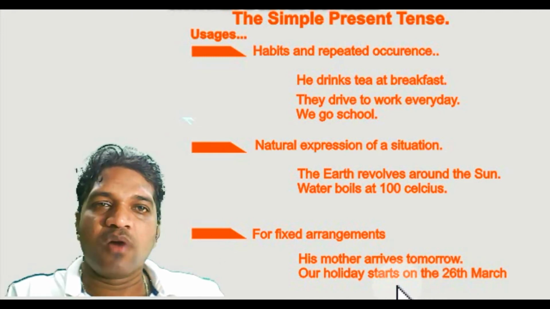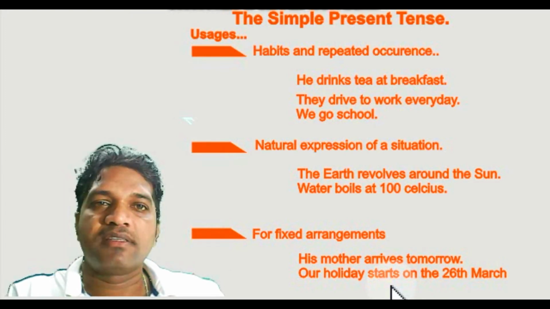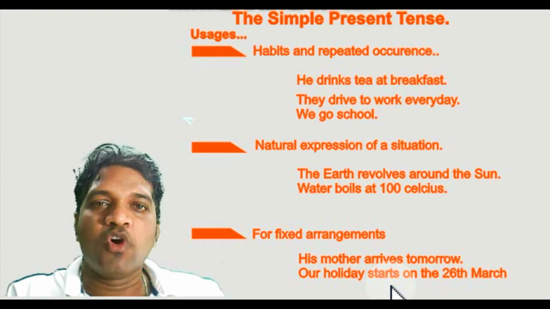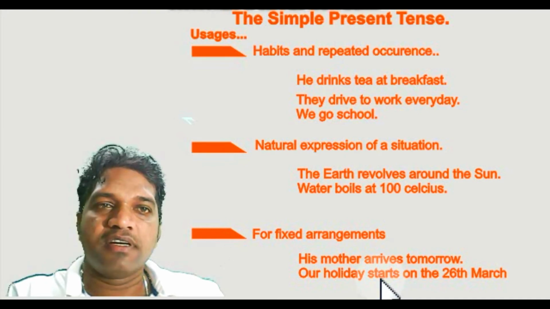These days we are going to school. So on the 26th March, our holiday starts. So we know about that one. The government has taken steps to stop the schools on that day. To tell such arrangements also, we use the simple present tense.